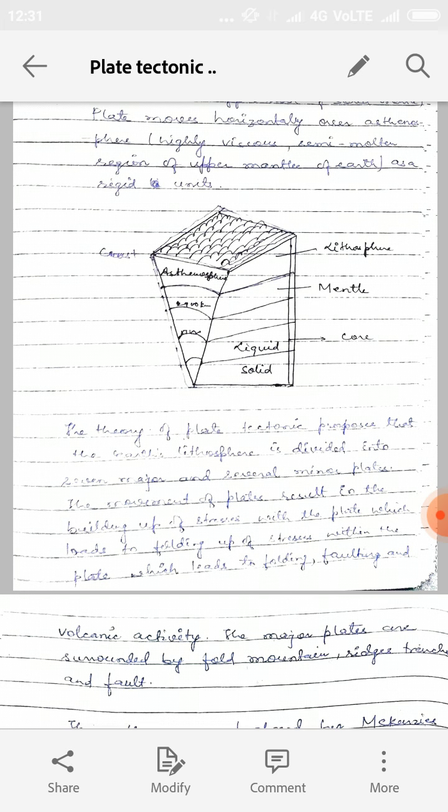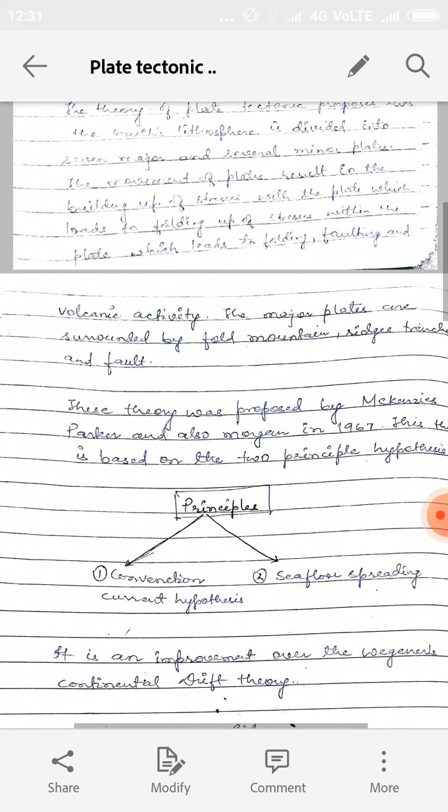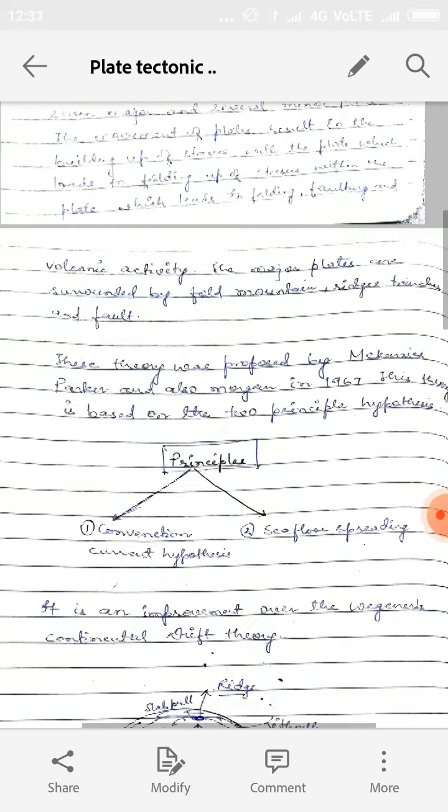The theory of plate tectonics proposed that the Earth's lithosphere is divided into seven major and several minor plates. The movement of plates results in the building up of stresses within the plates, which leads to folding, faulting, and volcanic activities. The major plates are surrounded by fold mountains, ridges, trenches, and faults.